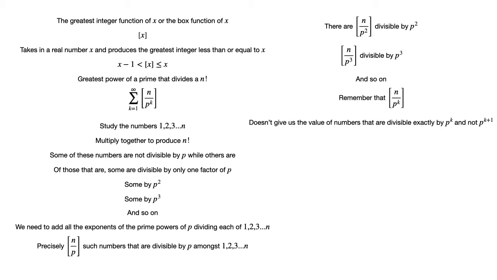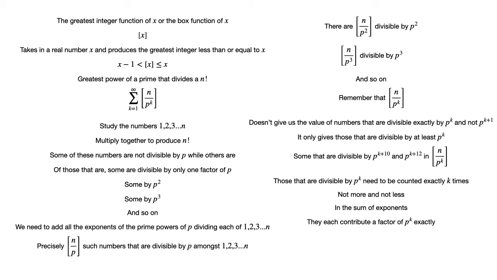Remember that box n upon p to the k doesn't give us the number of numbers that are divisible exactly by p to the k and not p to the k plus 1. It only gives those that are divisible by at least p to the k. For all we know, there may be some that are divisible by p to the k plus 10 and p to the k plus 12 in box n upon p to the k.